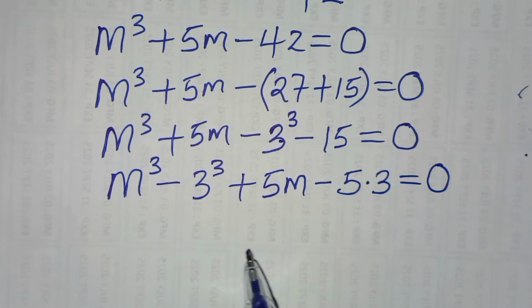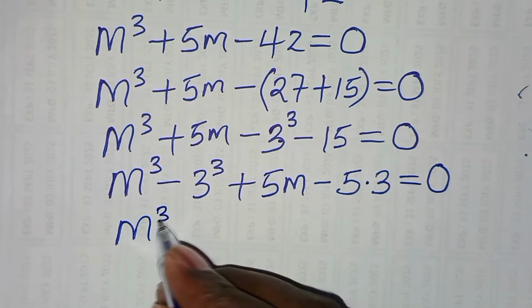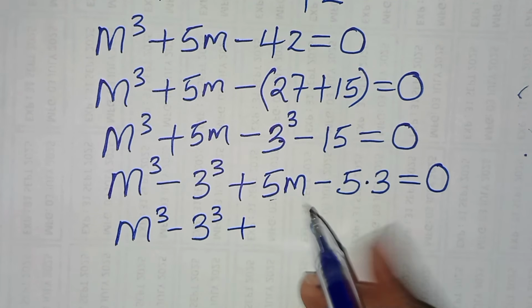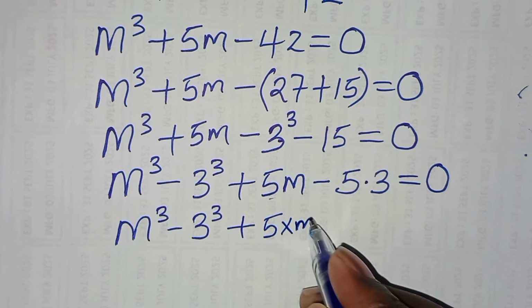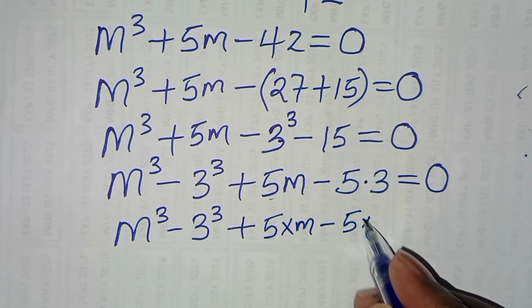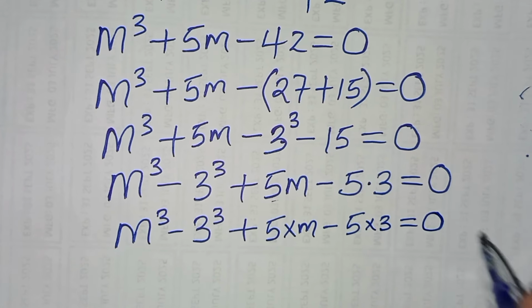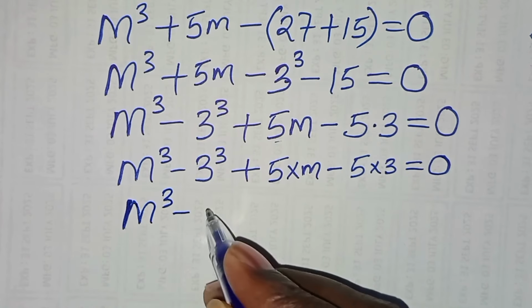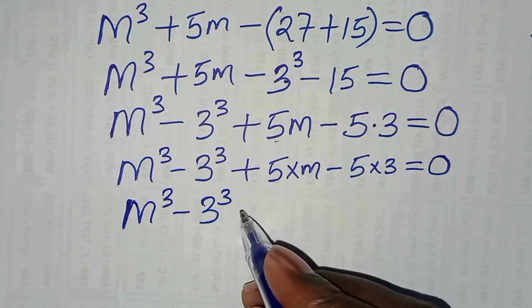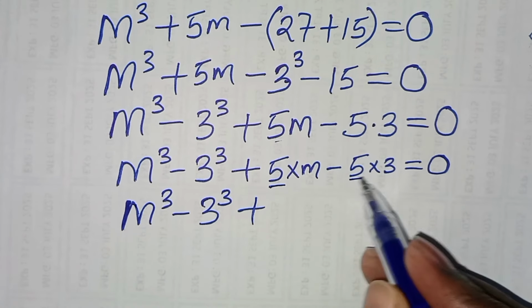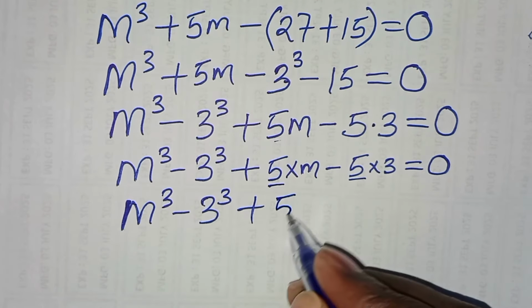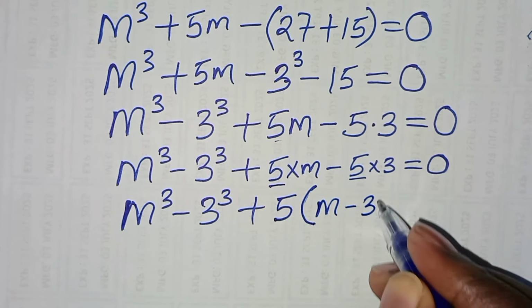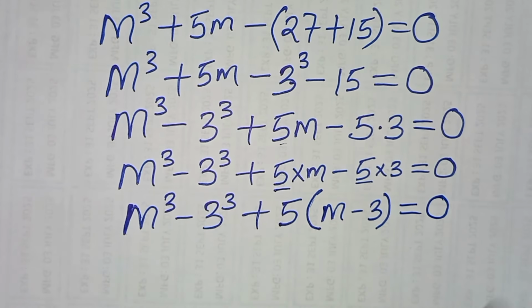The next step from here, this is m to the power 3 subtract 3 to the power 3 plus, this is the same thing as 5 times m subtract 5 times 3. This is equal to 0. Now we have m to the power 3 subtract 3 to the power 3 plus, now here we have 5, and 5 is common here. So we can factor out 5 so that we'll have 5 into the bracket m subtract 3, this is equal to 0.